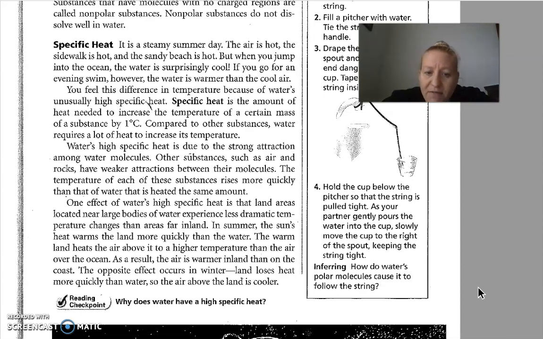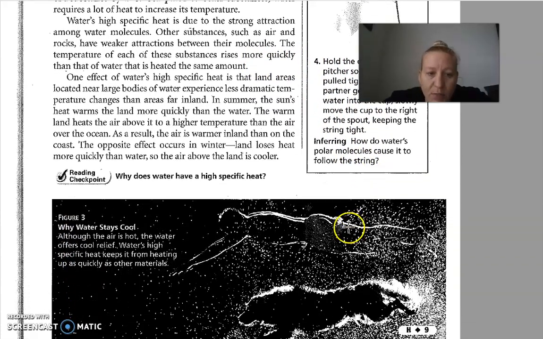The opposite effects occur in winter. Land loses heat more quickly than water, so the air above the land is cooler. Okay, so why does water have a high specific heat? We talked about that: it has a high attraction between the water molecules and is polar.